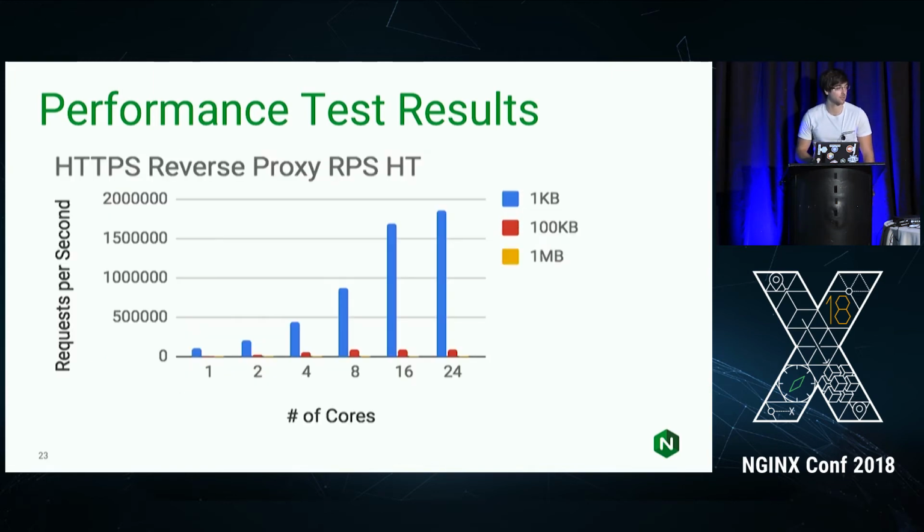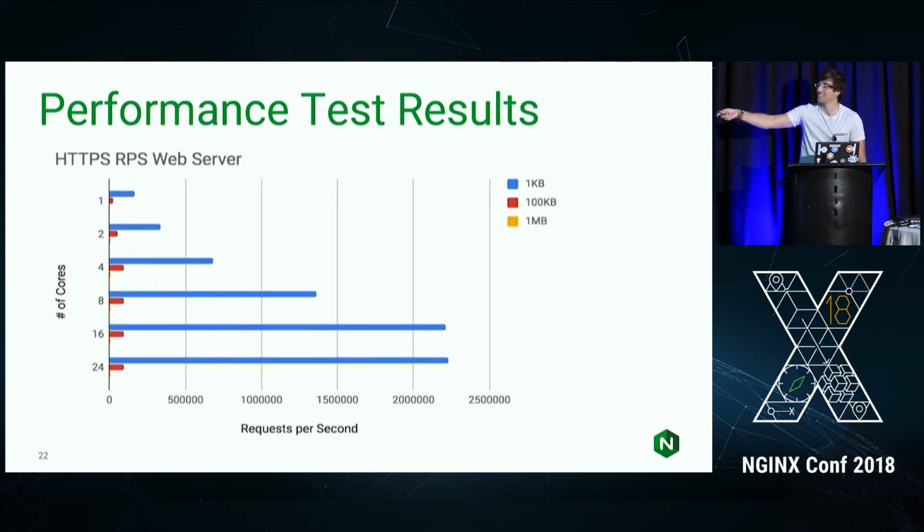Reverse proxy testing. Oh, I didn't explain the graph, sorry. So this is a web server test, by the way. This is, yeah, the number of cores. Hyper-threading is enabled, right? So I'm using both threads per core. So 24 cores, 48 threads.